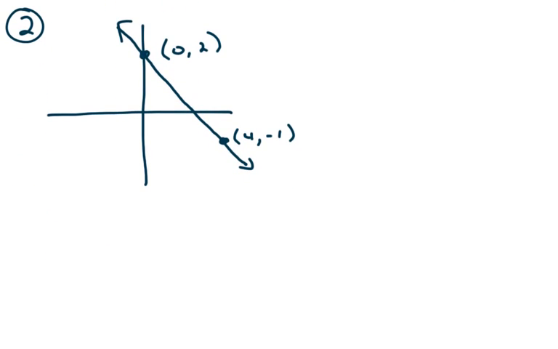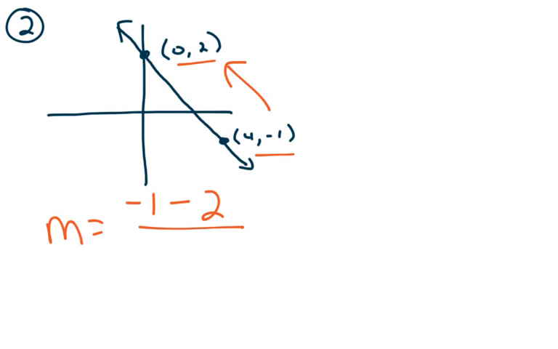Number 2, we got (0, 2) and we got (4, -1). Start with your slope. I guess it really doesn't matter. I'm going to start with the slope. So we got our 2 points, (0, 2) and (4, -1). We'll go bottom to top this time. Start with our y values, -1 minus 2, and then our x values, 4 minus 0. -1 minus 2 is -3. 4 minus 0 is 4.